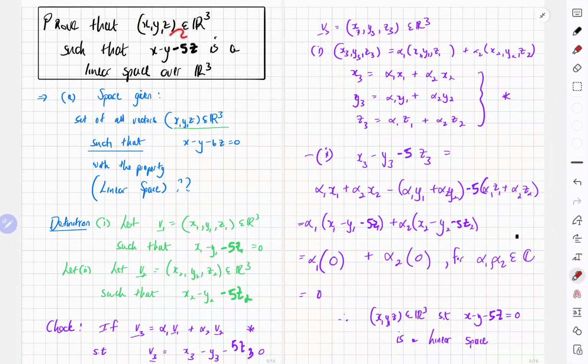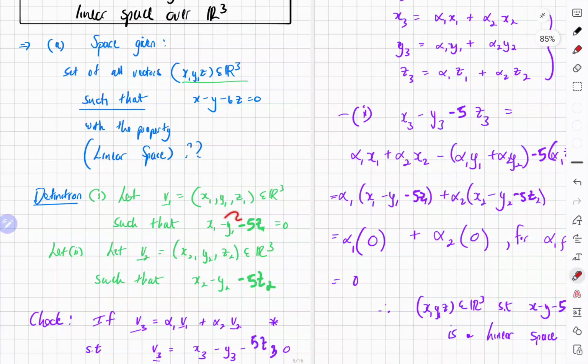So they say, prove that this vector in R3 such that we have this property equals 0, is a linear space over R3. Now remember what I said, the three most important steps are: I choose a vector v1 with that property, x1 minus y1 minus 5 xz1 0. I let another vector be in R3 with that same property.